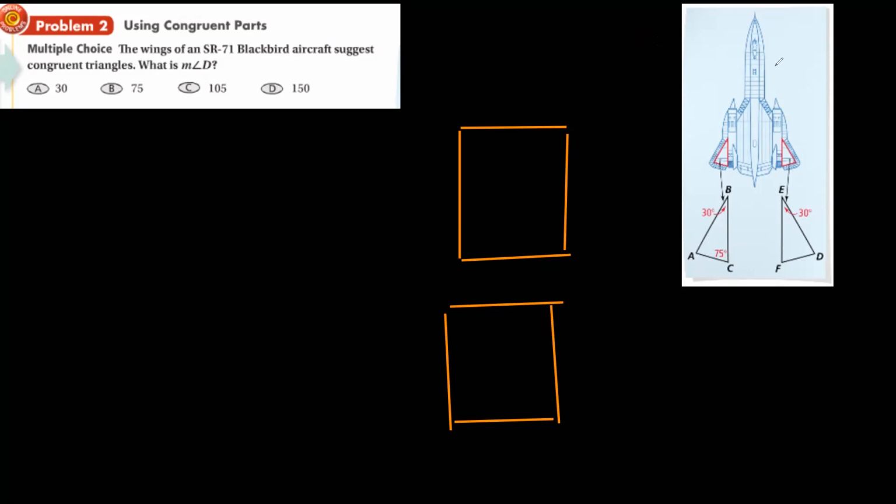Okay. So now here I have these two shapes. If I name them A, B, C, and D, and W, X, Y, and Z. Now, if I told you that these two shapes are congruent, and the length of the side AB is 4, what will be the length of the side WX? 4. Why? Because they are congruent.